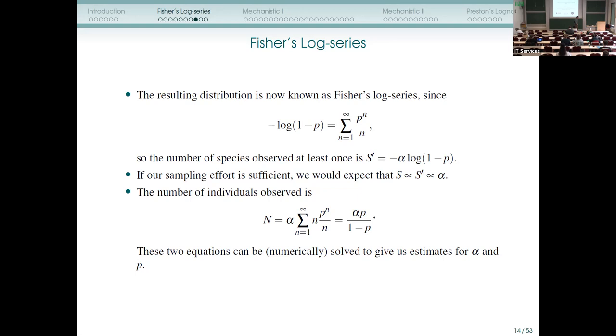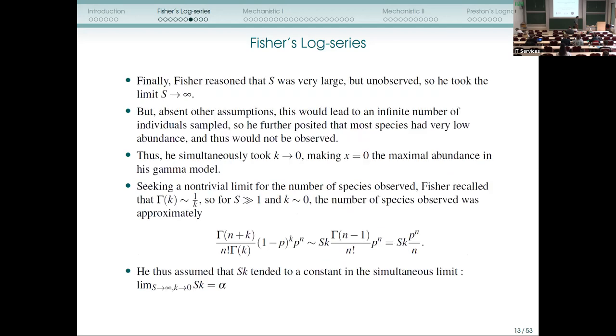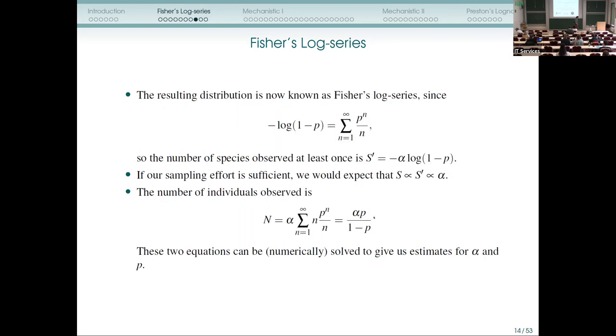So again, this is called the log series because, if you remember, these abundances were proportional to p to the n over n, which are the terms of the Taylor series of the log function. What we said is that alpha times p to the n over n was the number of species that we collected exactly n individuals of. So if I add up alpha times p to the n over n, what I'm doing is adding up the total number of species that I saw. Call that quantity s prime. This is the number I observed.